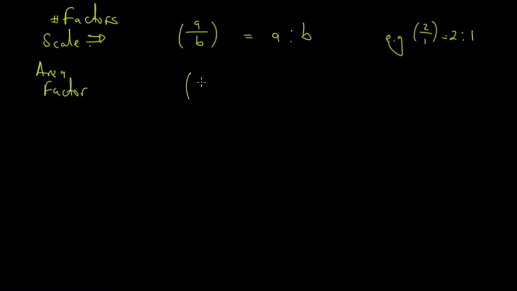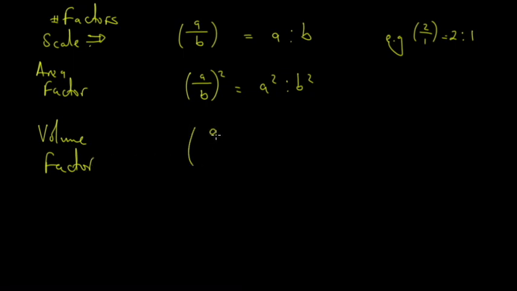The area factor equals the linear factor, this one, then you square it. So it's actually equal to a squared is to b squared, like this. That means that you have to square the ratio. If you want the area factor, you have to take the linear factor and then you square. Similarly, if you have the area factor, you have to square root to get the linear factor. And there's what we call the volume factor as well. For the volume factor, you have to cube the linear factor. So a cubed is to b cubed, like this.